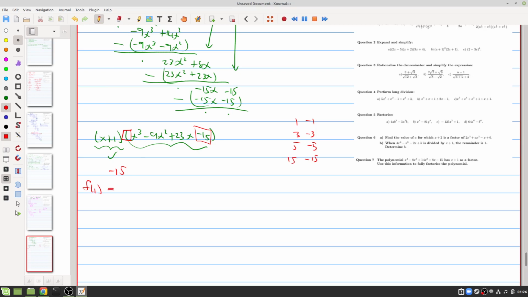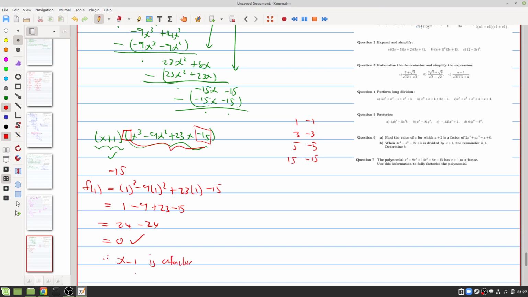So let's try f of 1 first. If we make x equal to 1 in this thing, that gives us 1 cubed minus 9 times 1 squared plus 23 times 1 minus 15. Okay, so 1 cubed is 1, minus 9 times 1 is minus 9, plus 23 minus 15. So 1 plus 23 is 24, minus 9 minus 15 is minus 24. That gives us 0. So nice, first option works. So if f of 1 gives us 0, that means that x minus 1 is a factor.